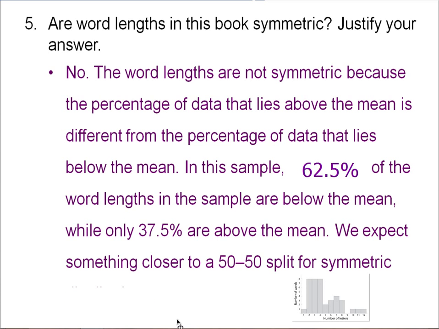So in this sample, I find that 62.5% of the word lengths are below the mean, below 4.65 letters. And only 37.5% of the words have more than 4.65 letters. If this was going to be symmetric and normally distributed, we'd want to see more of a 50-50 split. It doesn't have to be exactly 50-50, but it needs to be really close.